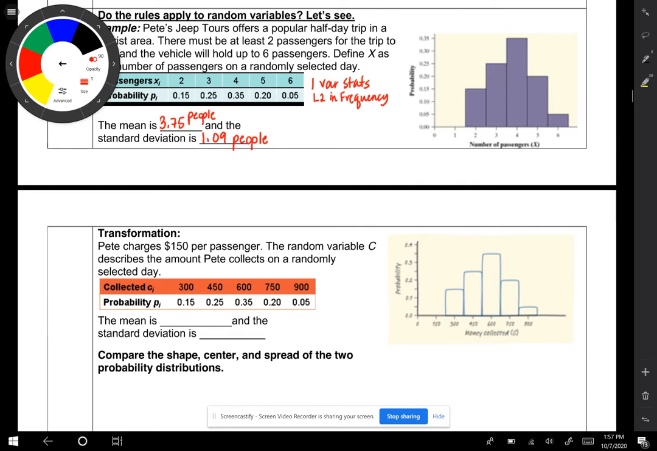So here we have a new variable C. The top row is the amount collected. For 2 passengers, that'd be 2 times 150, so that'd be 300, and then so on. 3 passengers, 3 times 150. So there's where the top row comes from. The probabilities are still the same. That's not going to change.